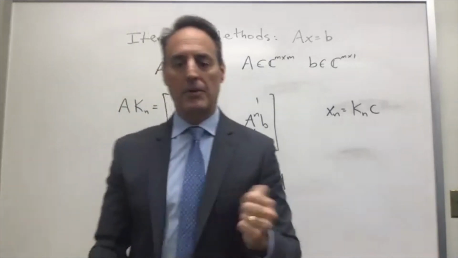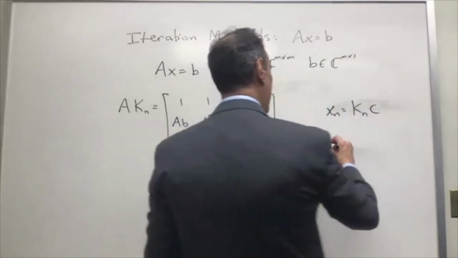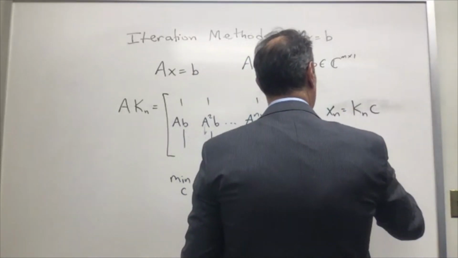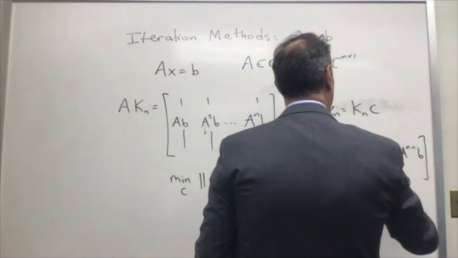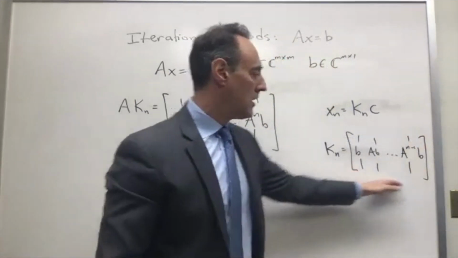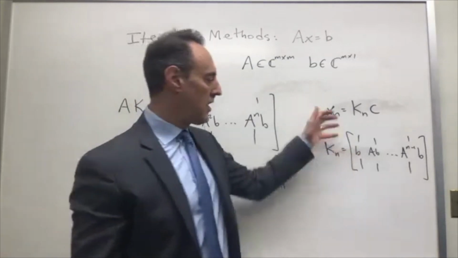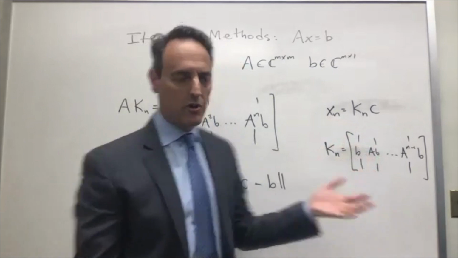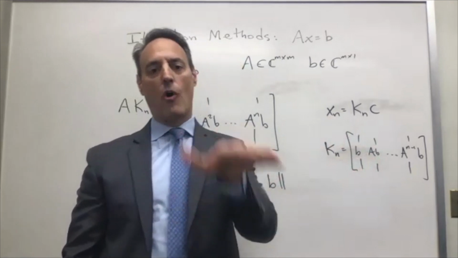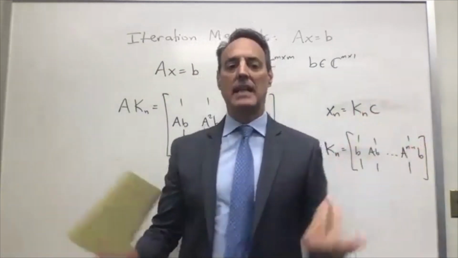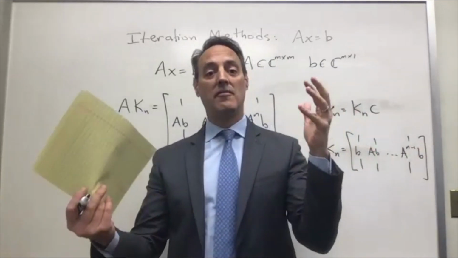But what's the problem with working with K of n directly? K of n is a bunch of columns, right? Let me just draw it back here. B, A B, all the way to A of n minus 1 B. None of these are necessarily orthogonal to each other, right? They're not even normalized. So they're just a set of vectors. You can clearly do a linear combination of them, but we've started to learn in this class, hopefully, that it's more advantageous to work with orthonormal vectors.